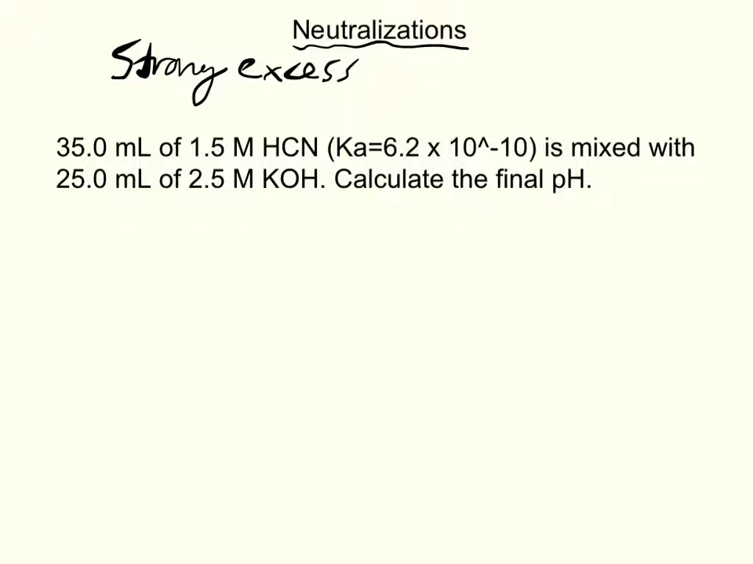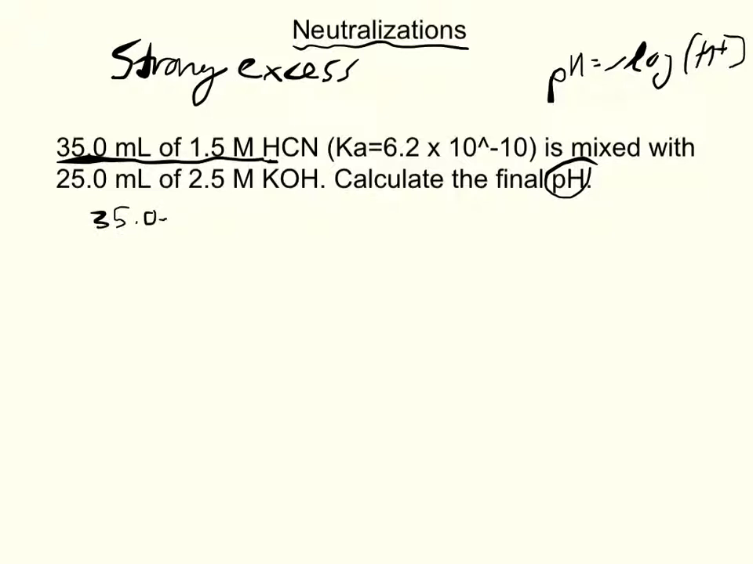Well, first we got to figure out what is present at equilibrium, because in order to get pH, we have to know the concentration of H+. We don't know that right now because some of the H+ here is going to get neutralized by the KOH. So to do that, we got to figure out how many moles of each do we have. Well, using this value, I have 35.0 milliliters.